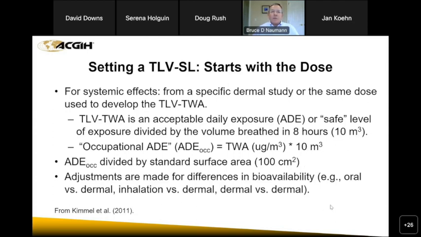Of course, adjustments do need to be made to correct for differences in bioavailability, depending on what the point of departure was for the TLV, if it was an oral study, for example, or inhalation, and all of the different routes have to be looked at and adjusted in a way that makes sense. And Tracy Kimmel wrote a paper describing this. I included that one and a few others in a list of references at the end.